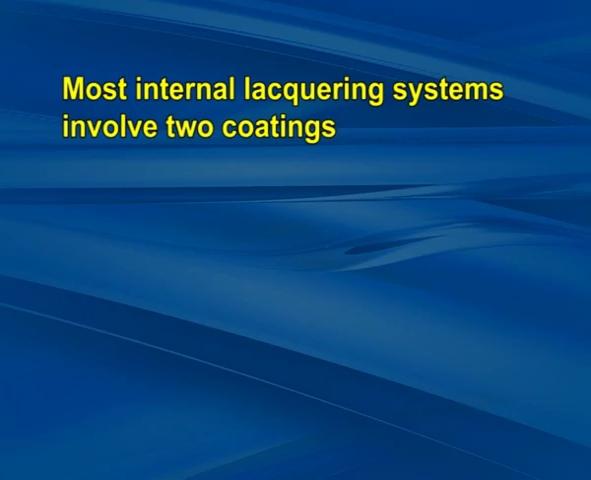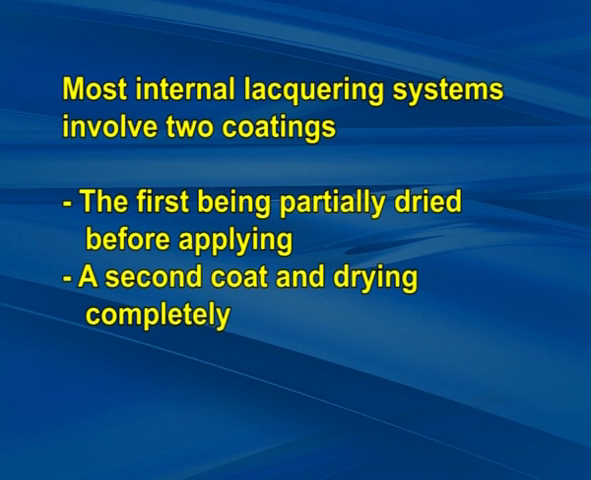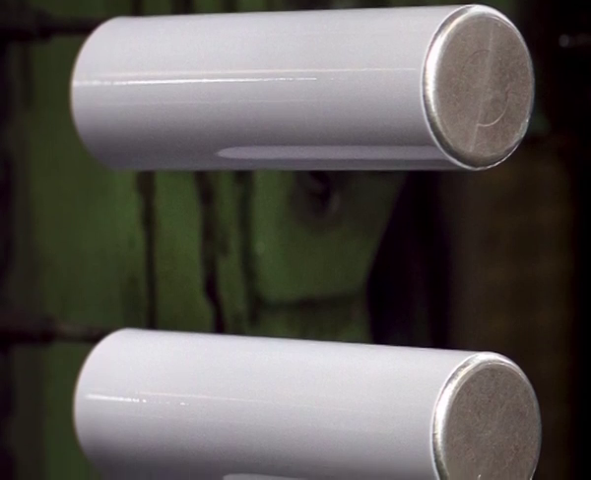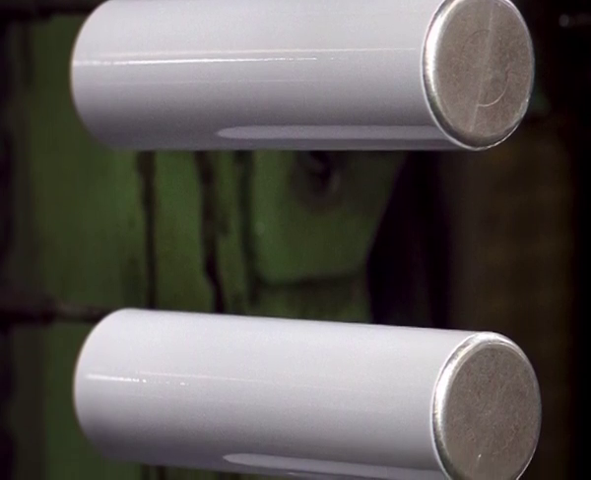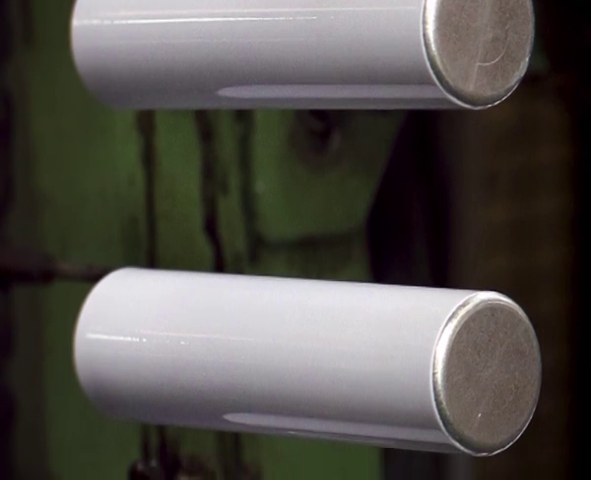Most internal lacquering systems involve two coats, the first being partially dried before applying a second coat and drying completely. Needless to say, where lacquers are used, it is essential that they be pinhole free for the whole length of the inside of the tube, including the interior of the nozzle. After the internal coating has been applied, the tubes are enameled externally.